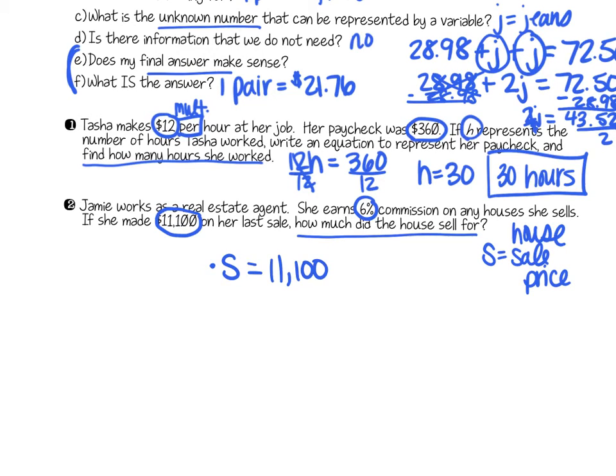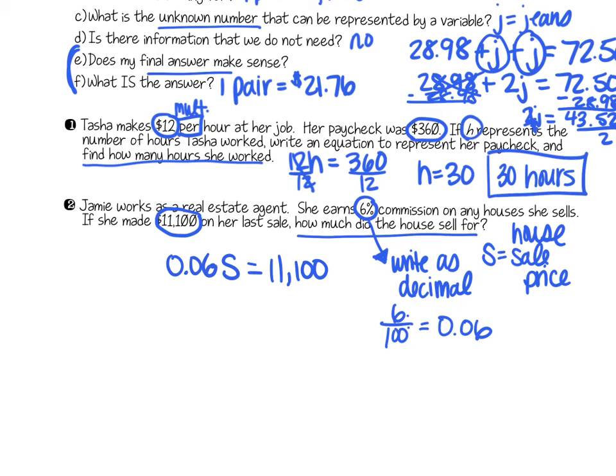The trick on this part is when you do percents, you have to write them as a decimal. Since a percent is out of 100, it's like 6 over 100. But since that's not the nicest fraction to work with, I'm just going to divide that on my calculator. So 6 divided by 100 is going to be 0.06. So I can do that over here: 0.06 times S, or just leave them connected like that.